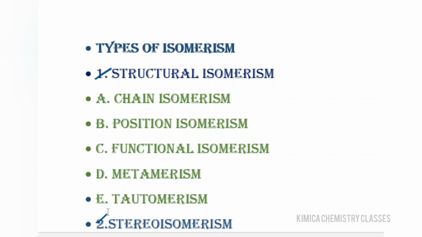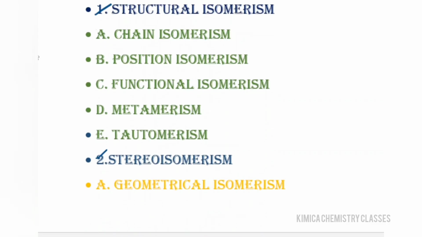But stereoisomerism, as the name suggests, is due to the different spatial arrangements of atoms or groups around a particular atom in the molecule. I will explain you in detail. First, we are considering structural isomerism.